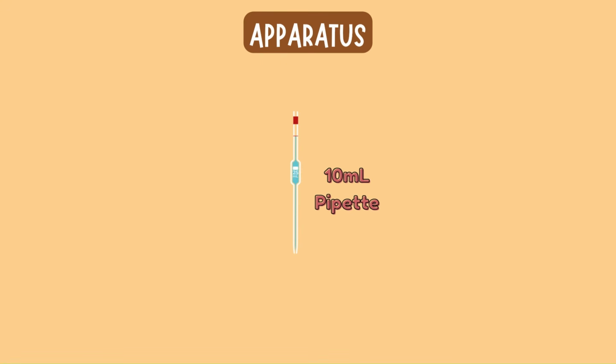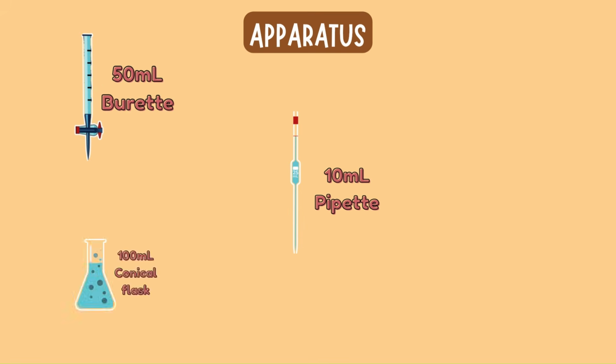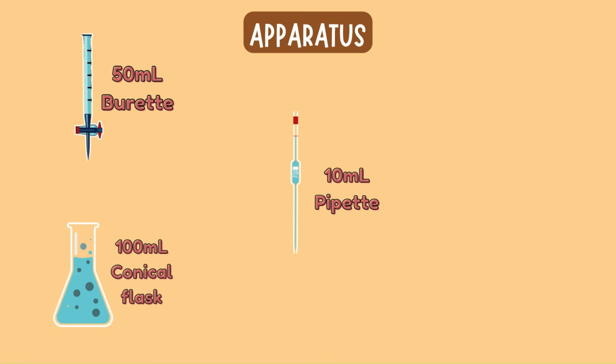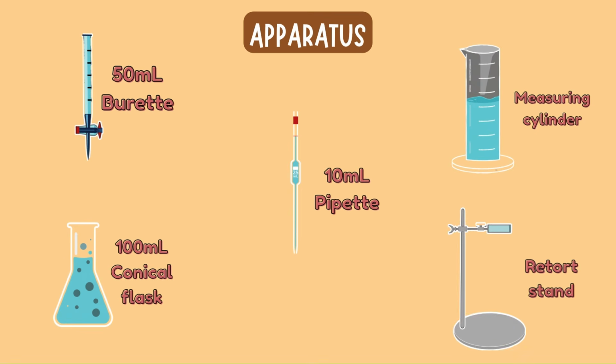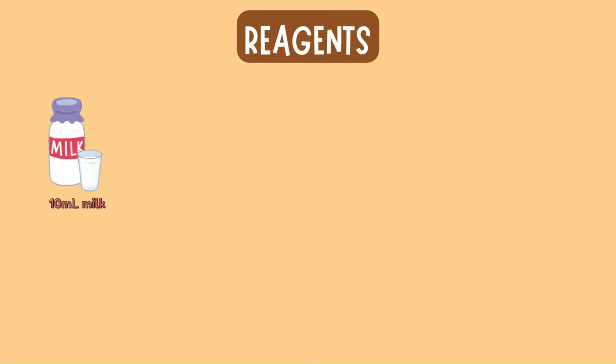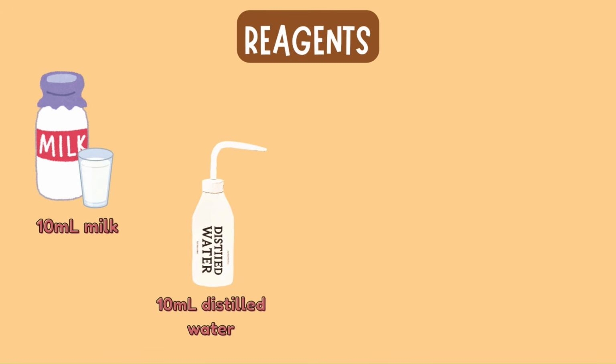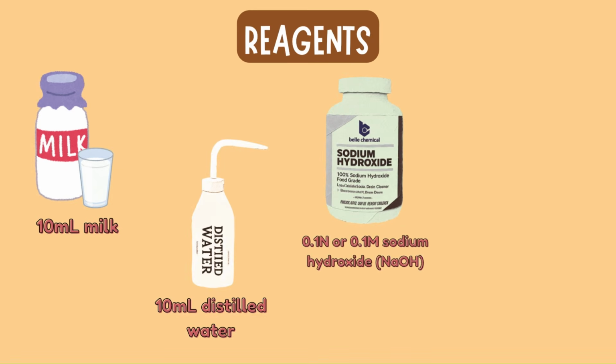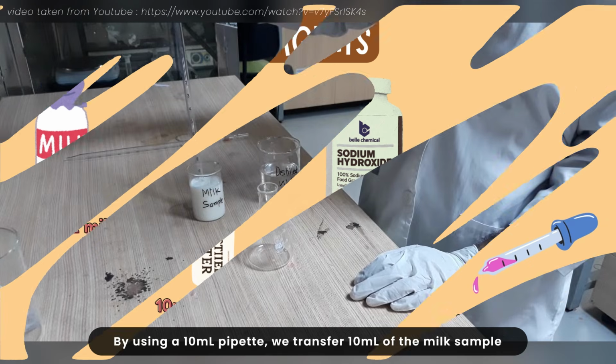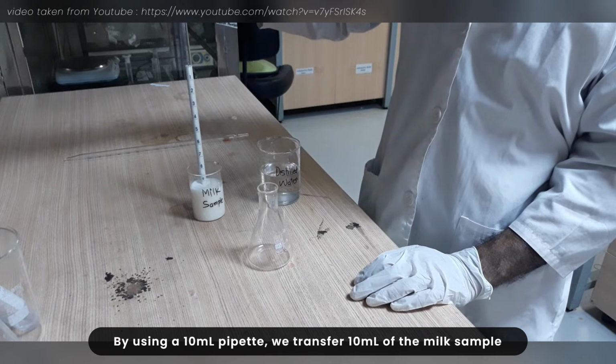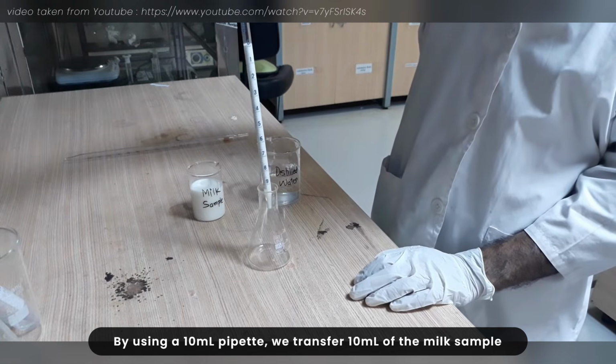But first, we need to know what the apparatus and reagents are for this experiment. For apparatus, we need a 10 ml pipette, 50 ml burette, 100 ml conical flask, measuring cylinder, and a retort stand. For the reagents, we need 10 ml of milk, 10 ml distilled water, 0.1 normal or 0.1 molar sodium hydroxide, and phenolphthalein as indicator.